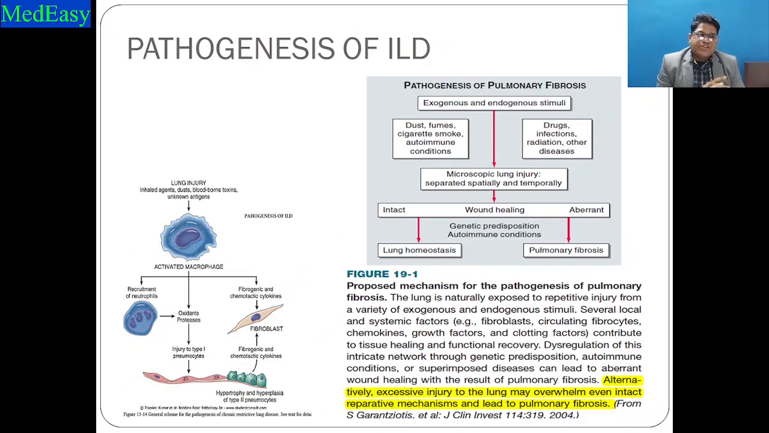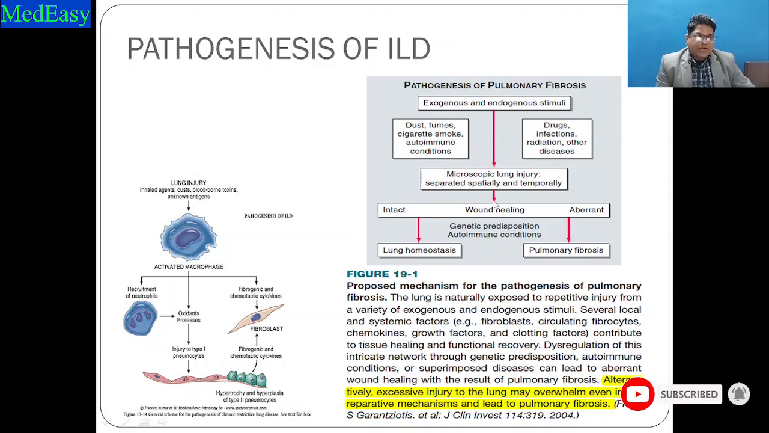Coming to the pathogenesis of ILD, we have just discussed that exogenous or endogenous stimuli, that could be dust, fumes, cigarette smoke, autoimmune conditions, some drugs, infections, radiation, other causes, will cause microscopic lung injury, and that is separated spatially and temporally in the timeline, in different parts of the lung at different times.